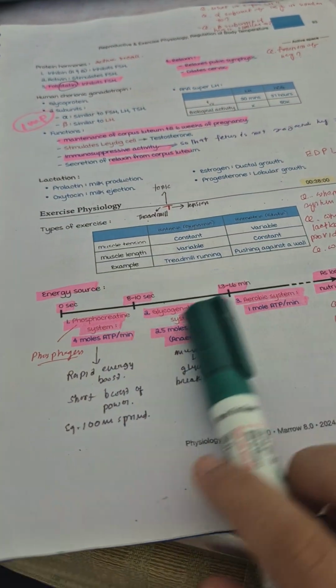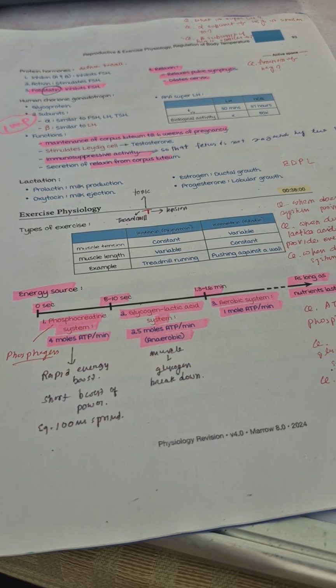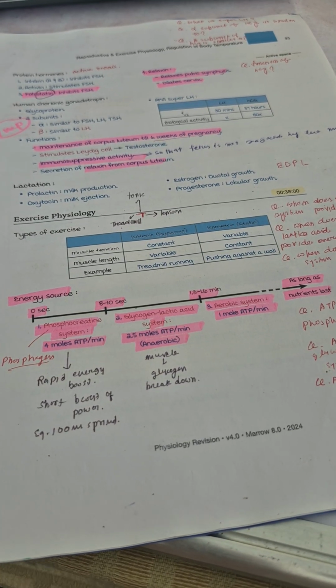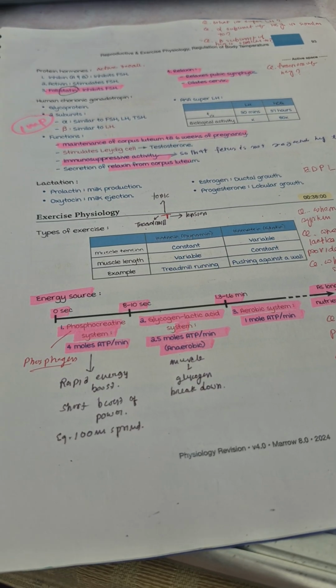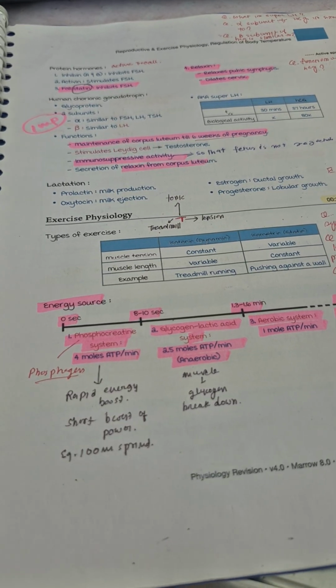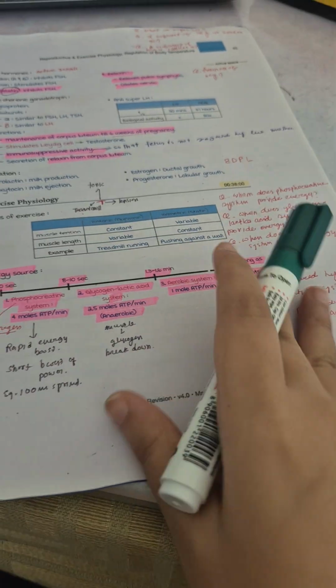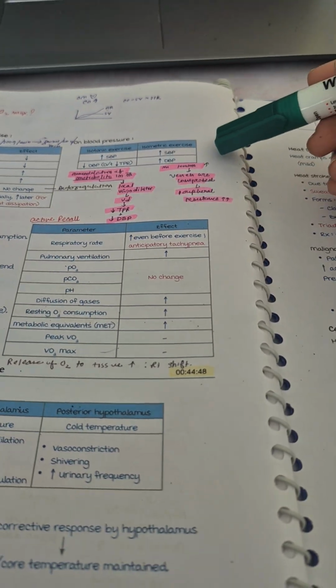Then exercise physiology, energy release. First the phosphocreatine system, then the glycogen lactic acid system, then the aerobic system. From 0 seconds it is the phosphocreatine system, from 8 to 10 seconds to 1.3 to 1.6 minutes it is the anaerobic glycogen lactic acid system. After that it is aerobic. Then isotonic exercise and isometric exercise.